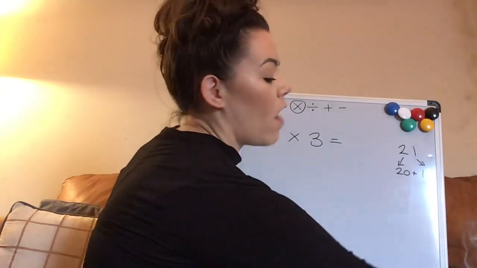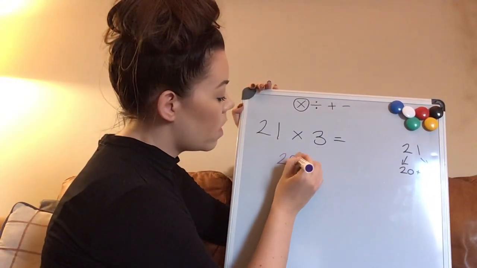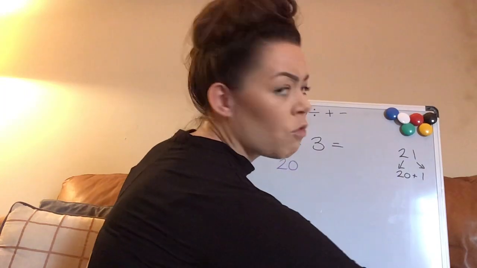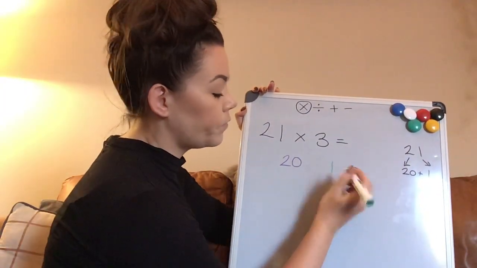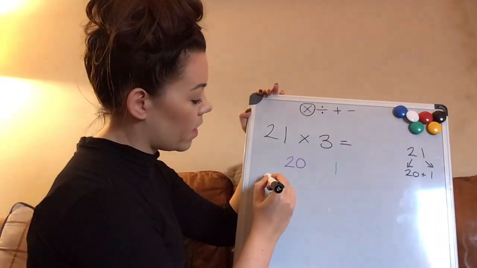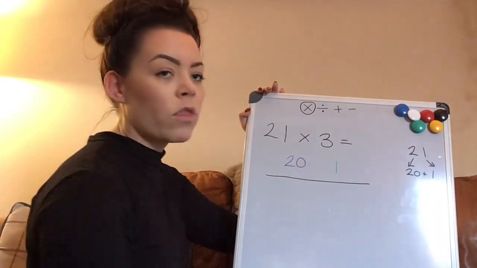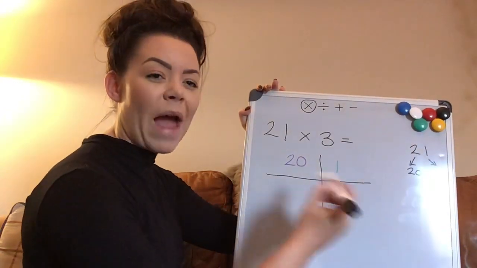I'm going to go for red. We're going to go 20. And then I think I used green on the other board. And 1. Okay. And then I'm going to draw my grid in. I'm going to underline the 20 and the 1, and then put a line down the middle to separate them out.